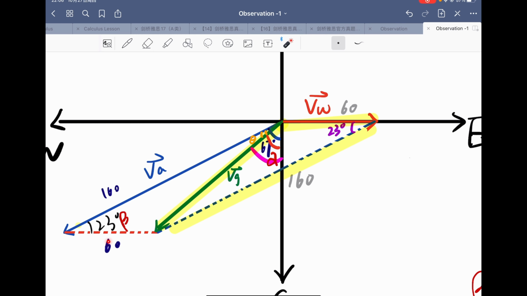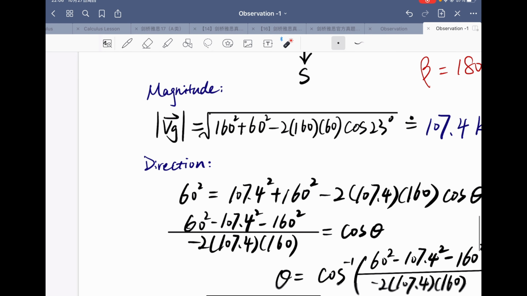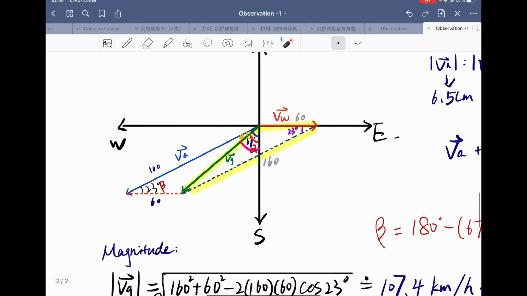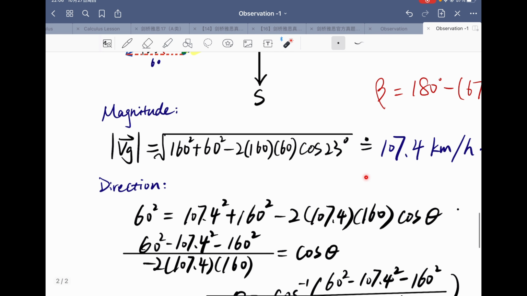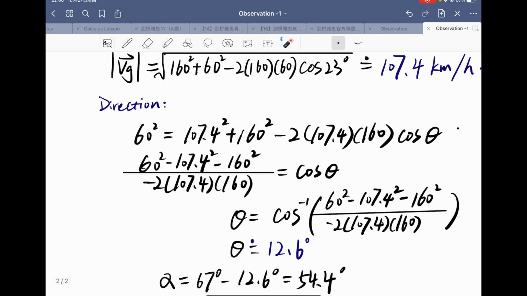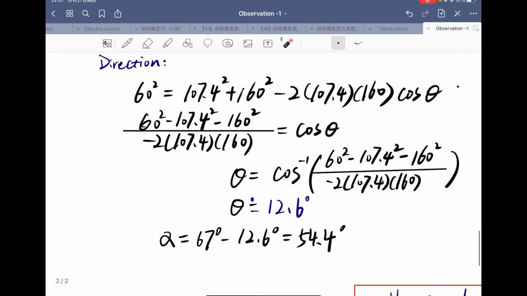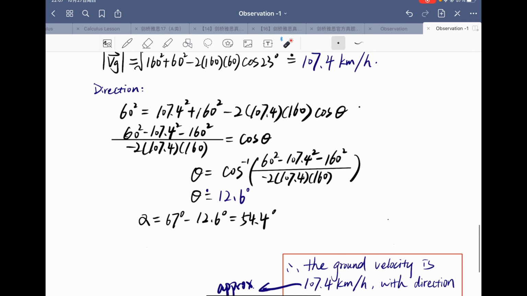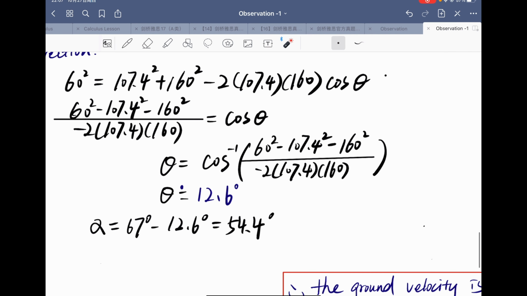Its opposite side is 60. So I write 60 first, and the other two sides, 160 and the magnitude I just calculated here. So I put all of them inside this cosine law. Why use cosine instead of sine? Because if we use sine law, we have to consider the ambiguous case, but I don't want to consider it. I'll ignore it, so I use cosine instead. After calculation, I get my theta approximately equals 12.6 degrees.